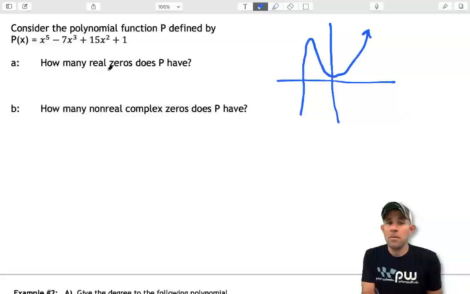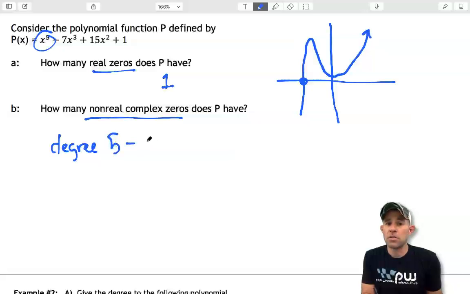All right, so it says how many real zeros. Now the real zeros, again, are the number of x-intercepts, so this is going to have 1. And then how many non-real complex zeros will it have? So again, it's got a degree 5, which means there must be 5 roots. So if there's 5 roots and one of them is real, that means there must be 4 that are imaginary.